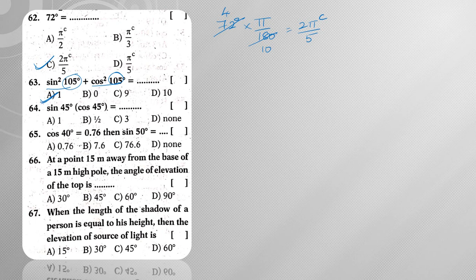Right. Next, sin 45 into cos 45. What is the value of sin 45? Sin 45 is 1 by root 2 and cos 45 is 1 by root 2. So 1 by root 2 into 1 by root 2 is nothing but 1 by 2.